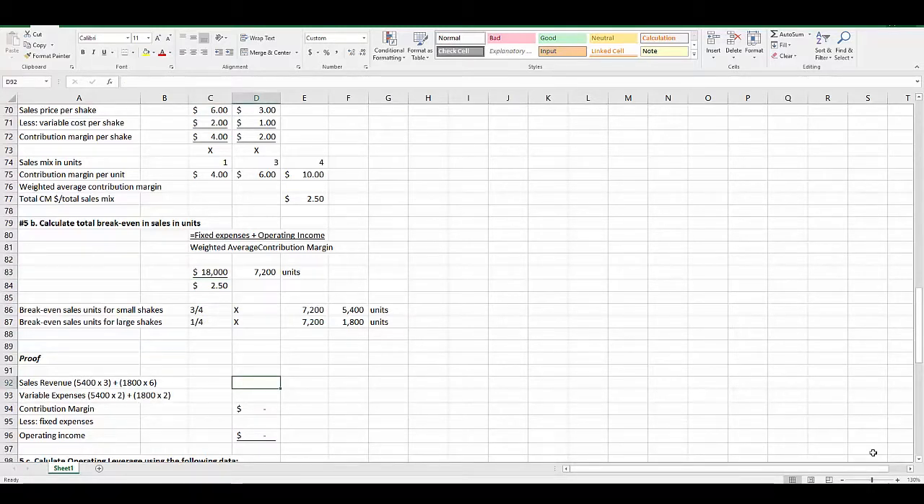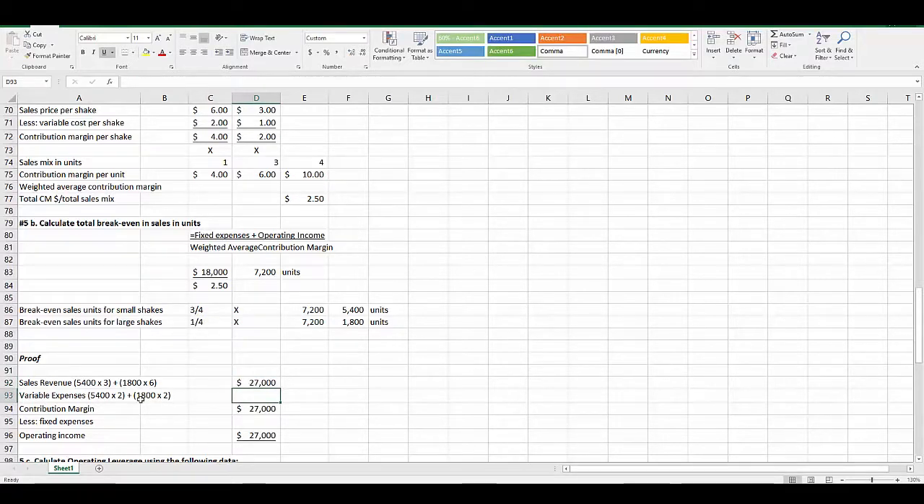So now that we have calculated in this problem 5B the total break-even sales in units, what we're going to do, the proof, is to do the full income statement format to show that this shortcut method does actually work. So the sales, we are going to be selling 5,400 small shakes at $3 plus 1,800 large shakes at $6. When you multiply that all out and add it up, it comes out to $27,000.